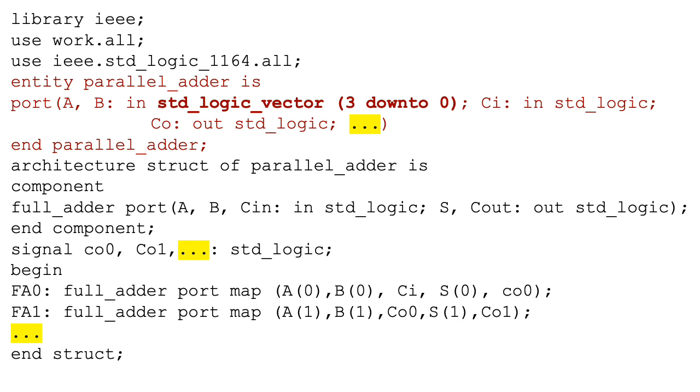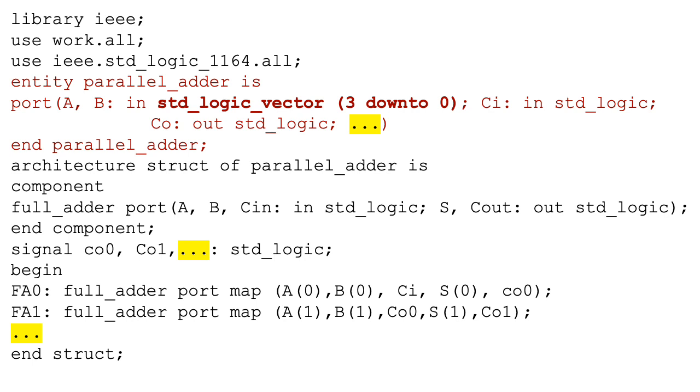And it describes the architecture of the parallel adder. And then we say "is". Notice that "begin" is not right after "is". We left it till later because between "is" and "begin" is where we define any component that we are using in this file and any signal that's neither an input or an output.